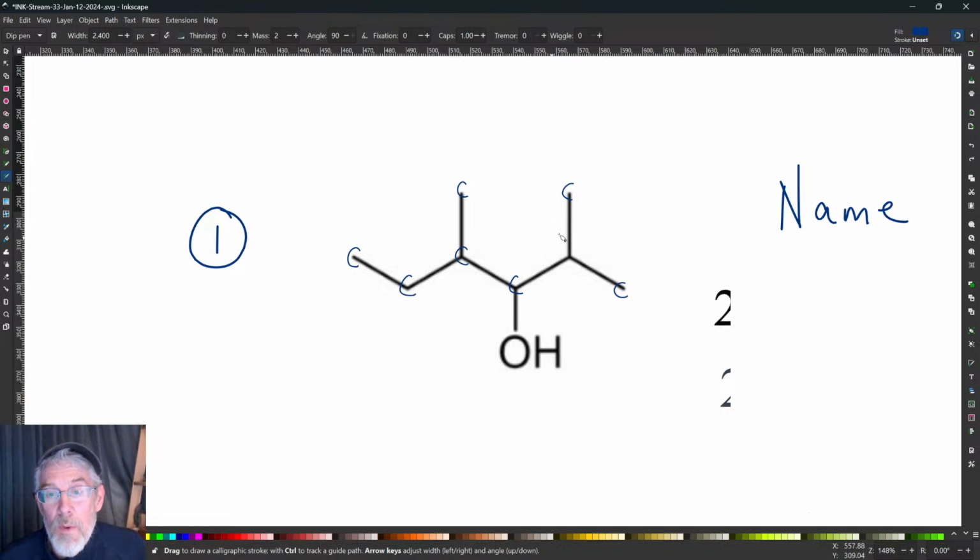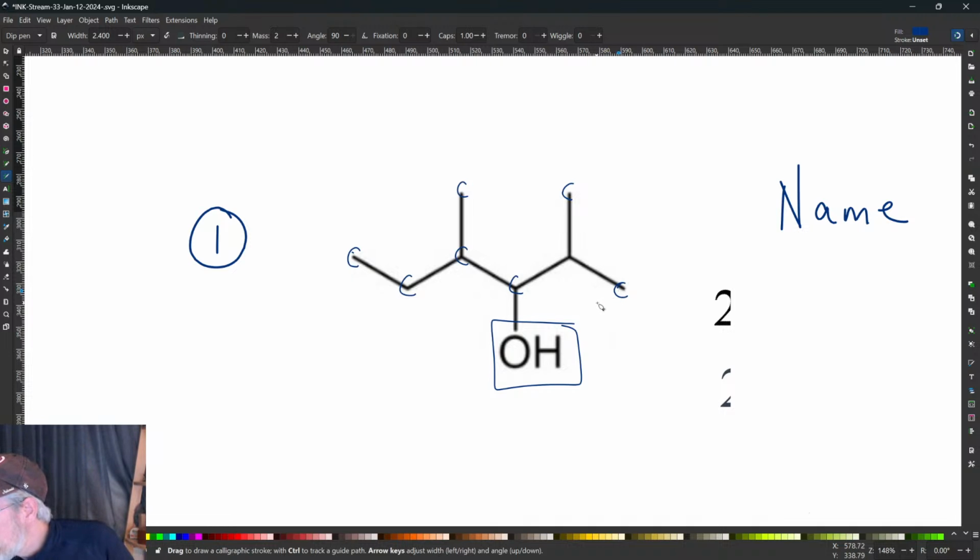All right, so we want to find the longest chain. That's the first thing that we do. If we started counting carbons, we'd go 1, 2, 3, 4, 5, 6. So 6 carbons. You could count it from either end, but we want the OH on the carbon with the lowest number. So 1, 2, 3, 4, or 1, 2, 3. Let's start here.